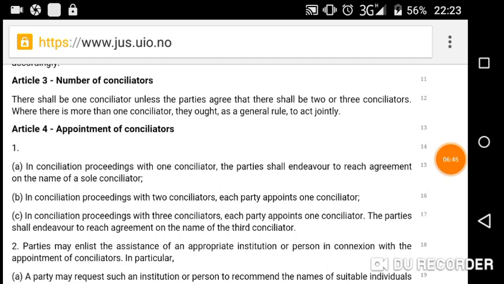There shall be one conciliator unless the parties agreed there shall be two or three conciliators. Where there is more than one conciliator, the conciliators, in the UNCITRAL rules, shall act jointly. There can be two or three conciliators. In arbitration there can be three, but not an even number. But in conciliation, it differs from arbitration, because there can be two or three.